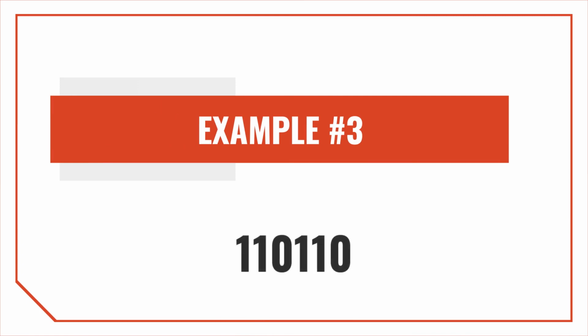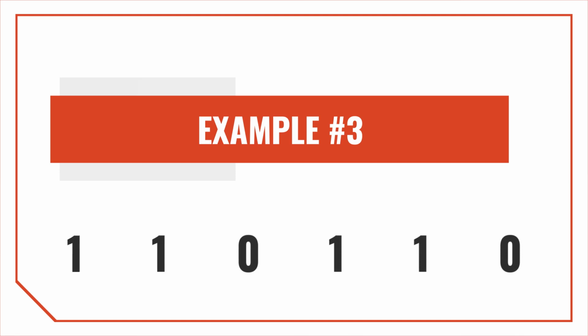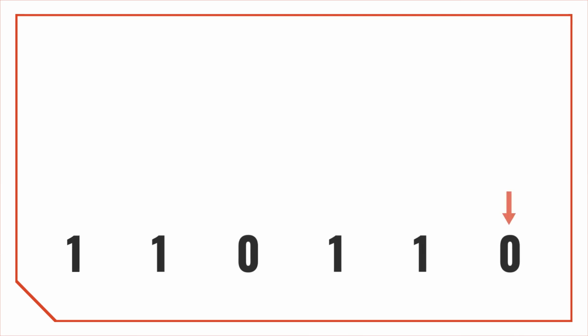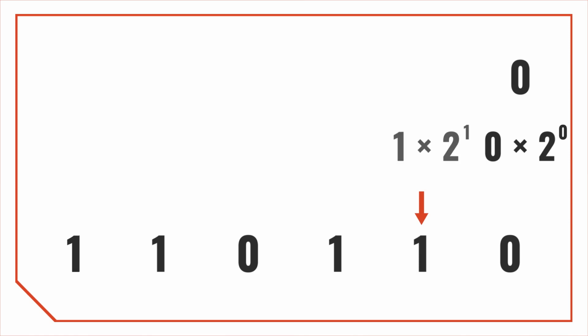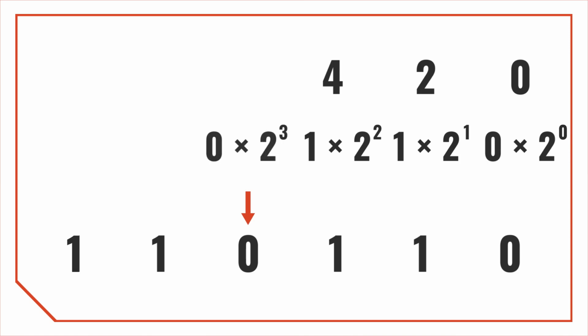Let's convert 110110 from binary to decimal. The first digit from the right is a 0, and it's 0 digits from the right, so 0 times 2 is 0. The second digit from the right is a 1, and it's 1 digit away from the right, so 1 times 2 to the power of 1 is 2. The third digit from the right is a 1, and it's 2 digits away, so 1 times 2 to the power of 2 is 4. The fourth digit from the right is a 0, and it's 3 digits away from the right, so 0 times 2 to the power of 3 is 0.